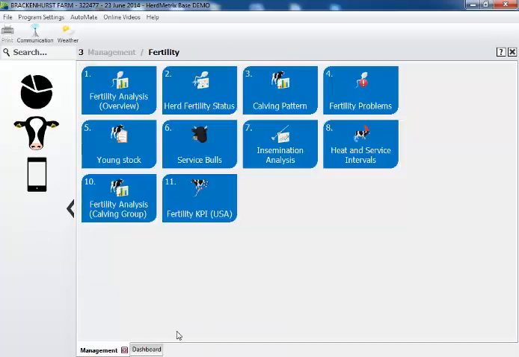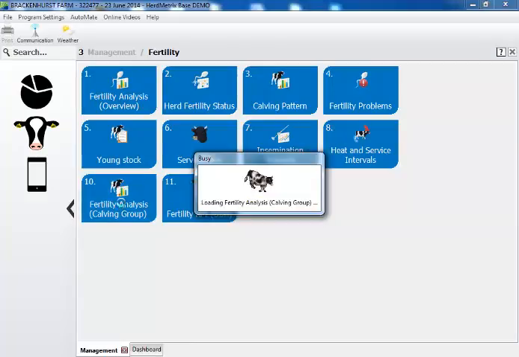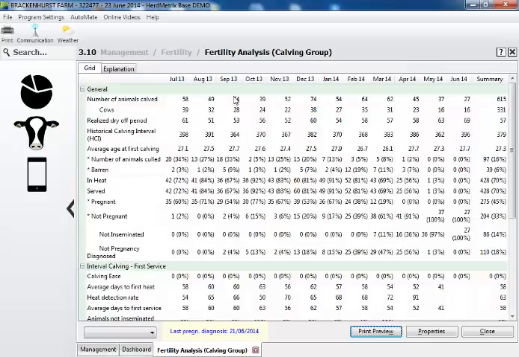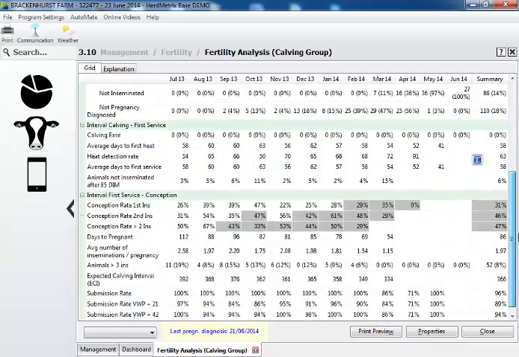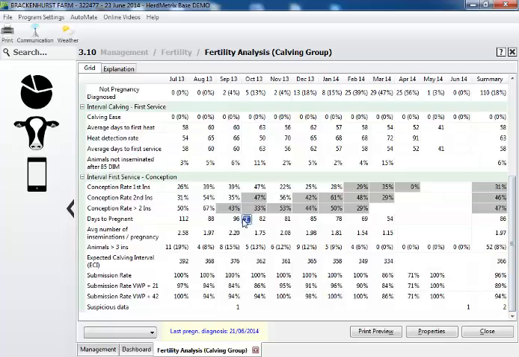Within Herd Metrics, we can also do cohort analysis, so we can look at a group of cows and track their performance. So for example, I had 54 cows calve in September, and as you can see, as you work your way down, right down to the bottom, we're able to see the status, the number of inseminations that were required for that group of cows, and then the overall submission rates.